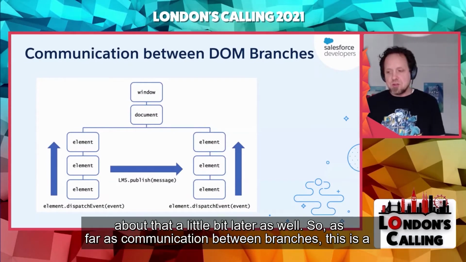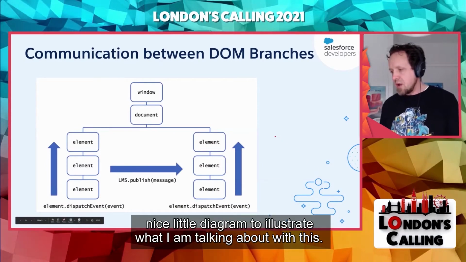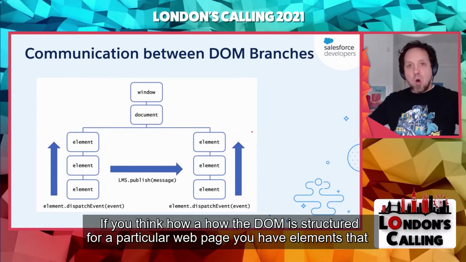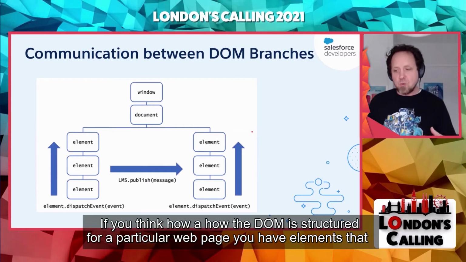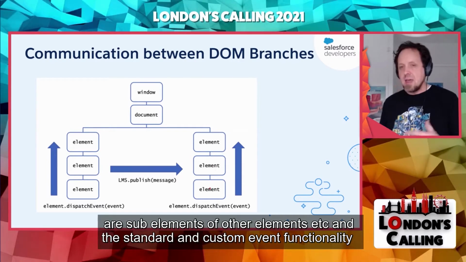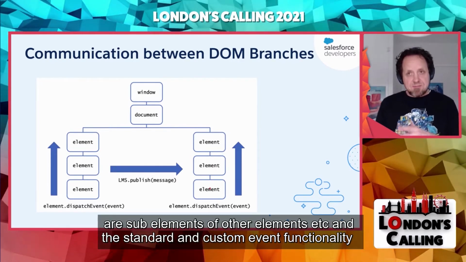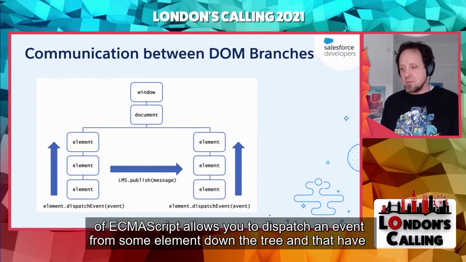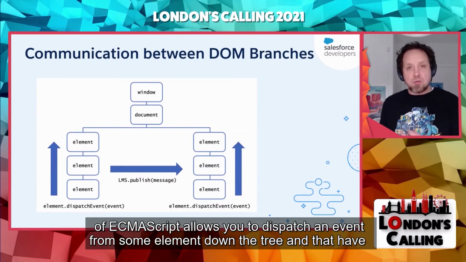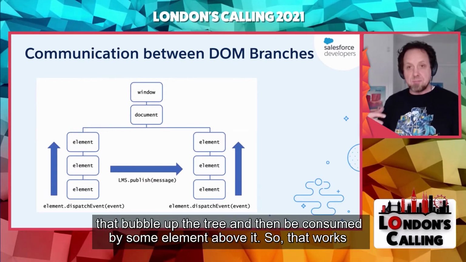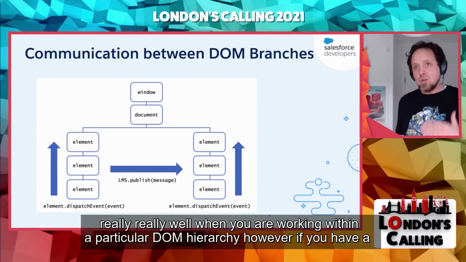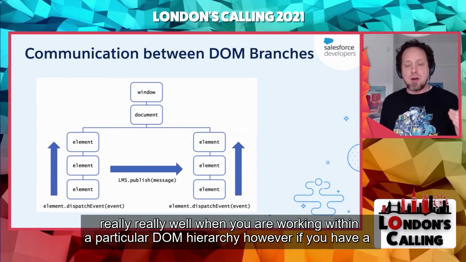So as far as communication between branches, this is just a nice little diagram to illustrate what I am talking about with this. If you think how the DOM is structured for a particular web page, you have elements that are sub-elements of other elements, etc. And the standard and custom event functionality of ECMAScript allows you to dispatch an event from some element down the tree and have that bubble up the tree and then be consumed by some element above it. So that works really, really well when you are working within a particular DOM hierarchy.